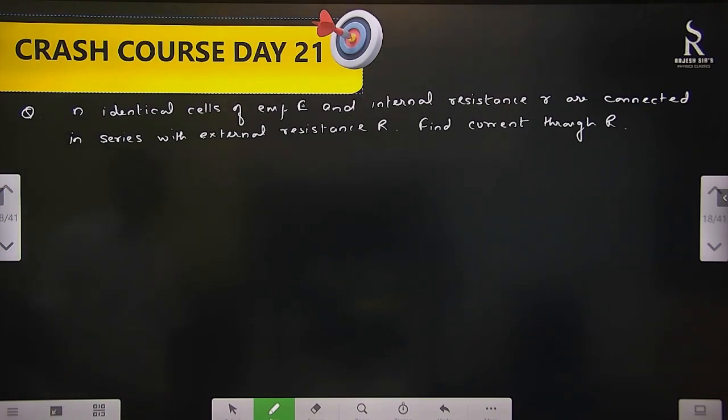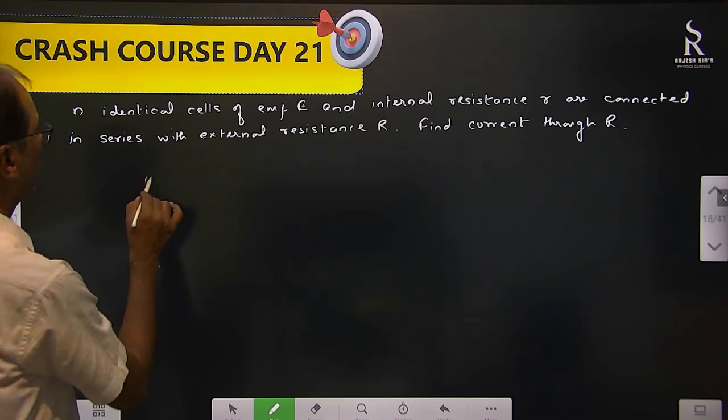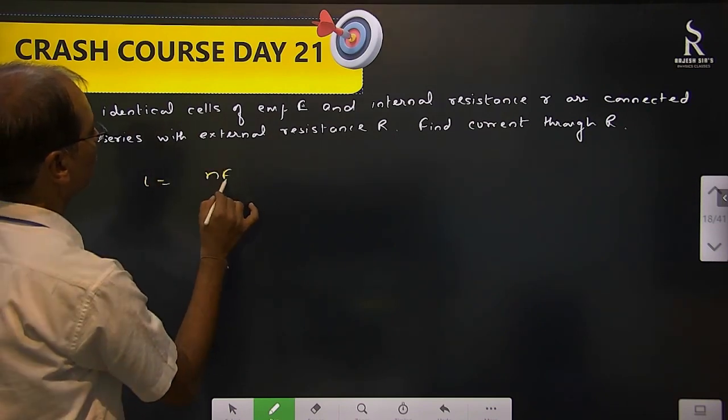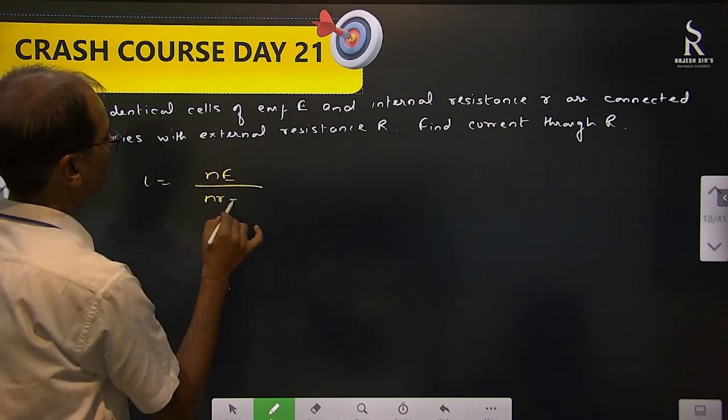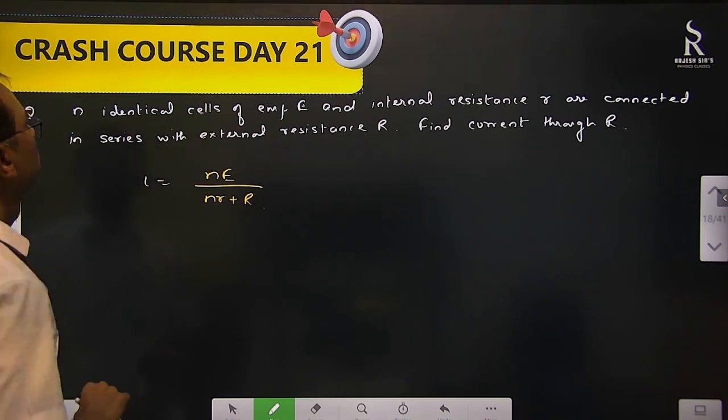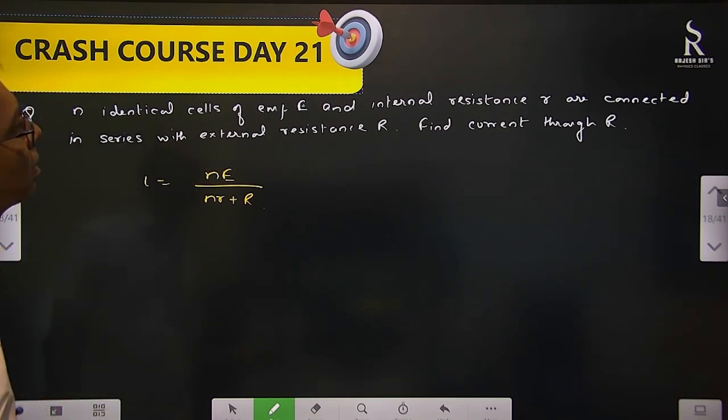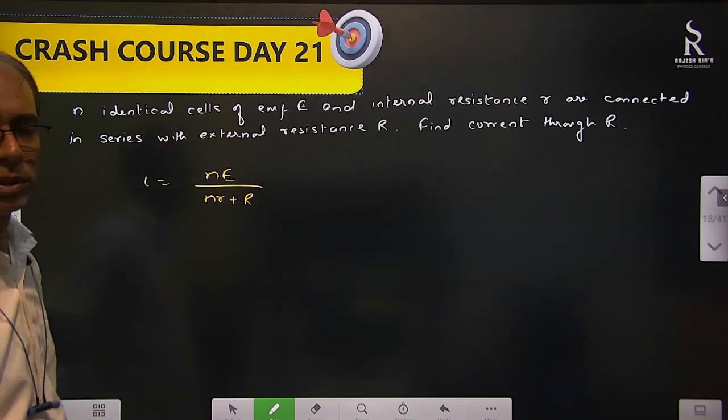N identical cells of EMF E and internal resistance r are connected in series with external resistance R. Find the current through R. That we did already. I equal to NE by Nr plus R. Correct? Yes. Okay. Now let me make one more question from here.